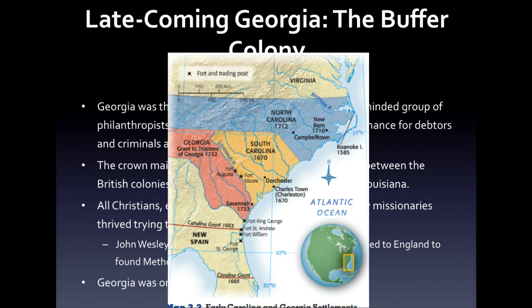And so here you can see Georgia was founded right below South Carolina and North Carolina, and it served as a buffer from Spain down here and Louisiana, which was off in this direction. And it basically protected Virginia, North Carolina, South Carolina, and Maryland.